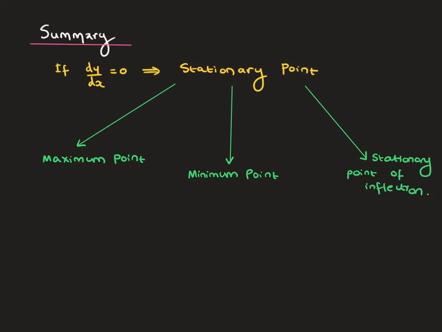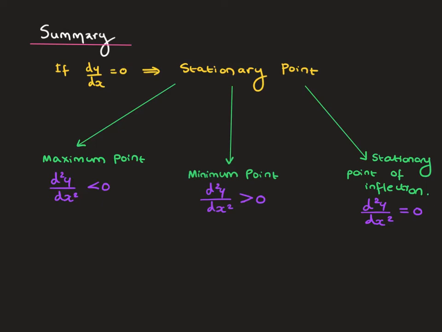What else do we know about each of these 3 possible features? Well, we know that at a maximum point, the second derivative, d2y by dx squared, is less than 0. At a minimum point, we know d2y by dx squared is greater than 0. And at a stationary point of inflection, we know that d2y by dx squared is equal to 0.